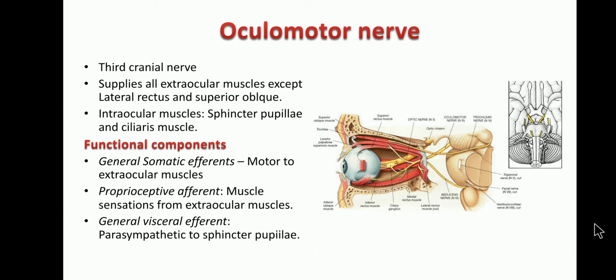These two are necessary because when a very powerful beam of light is actually directed towards your eyeball, then to cut off the excess light, your pupil should actually constrict. That is actually called the constrictor pupillae. So for this, the general visceral efferent fibers. So these three components are present in the oculomotor nerve.